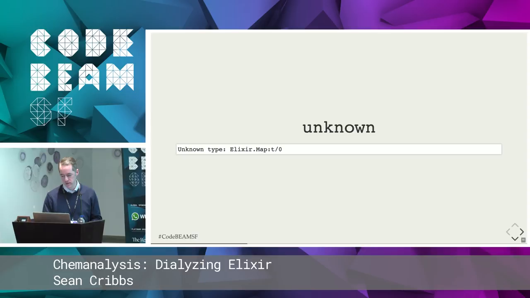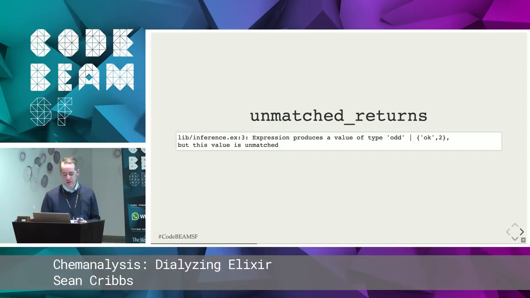And finally, the third one I want to talk about is unmatched returns. This is a bit more controversial. But in my opinion, it does encourage you to pay attention to what the functions you call are returning. And this is especially useful in cases where those functions have side effects that might fail. So you're writing to a socket, you're writing to a file, you're using some resource that may not be as simple as sending a message.